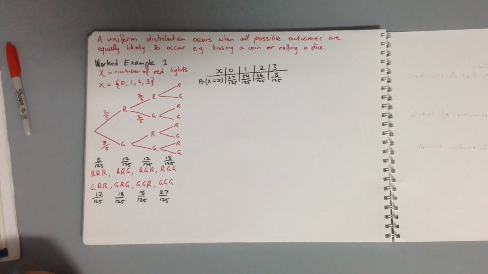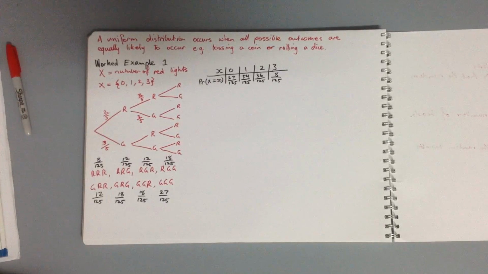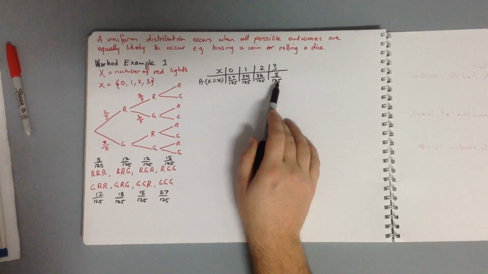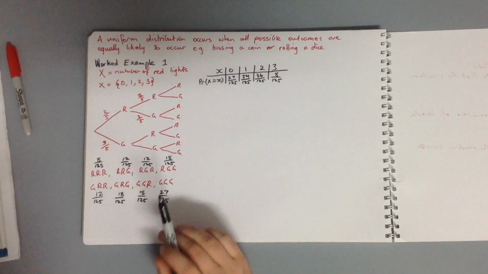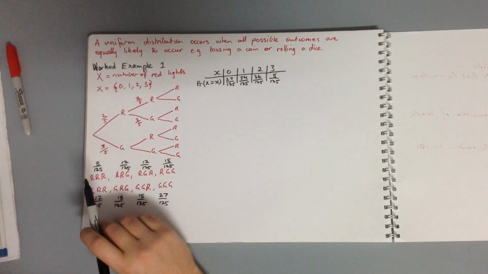Okay, so part D is test whether this probability distribution obeys the necessary properties for a discrete random variable distribution. By that, basically it means if we add all these up, does it equal 1? Okay, and the answer is yes. If we add up all our probabilities, it does equal 1. Okay, and that's the end of that worked example.